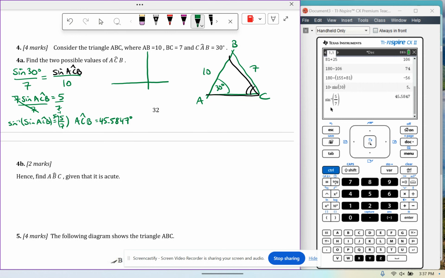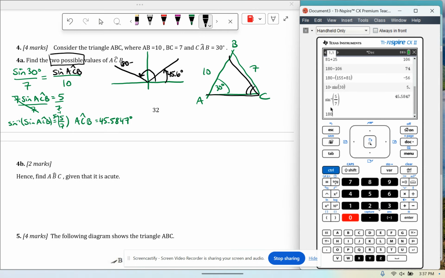Now let's see what it could be in the second quadrant, and then see if we have enough degrees left over to make 2 triangles, 1 triangle, or 0 possible triangles. The problem says find the 2 possible values, so we'll take a look. So the first possible value is going to be 45.6 degrees. To find the second possible value, I'm going to do 180 minus that number there.